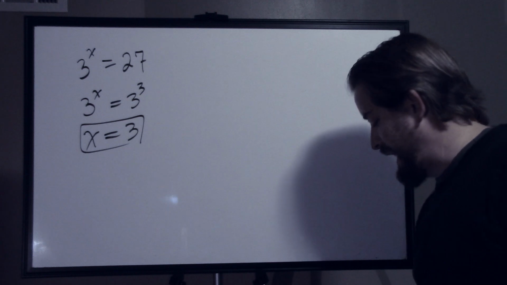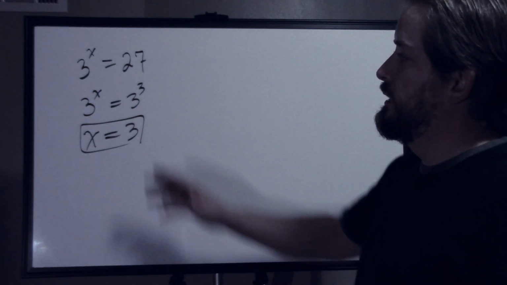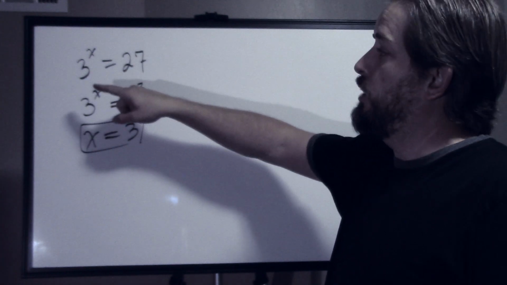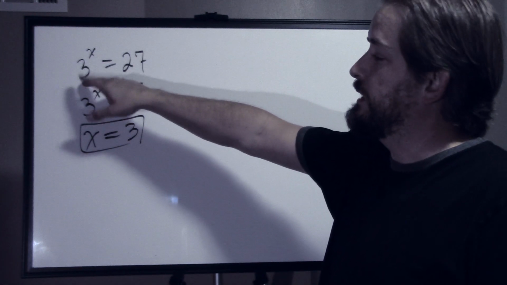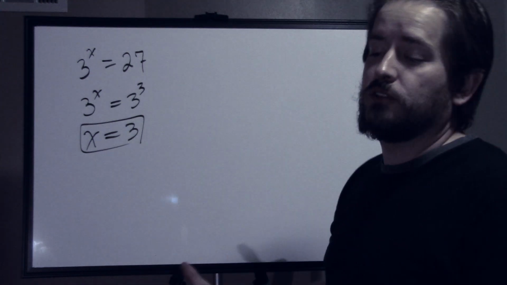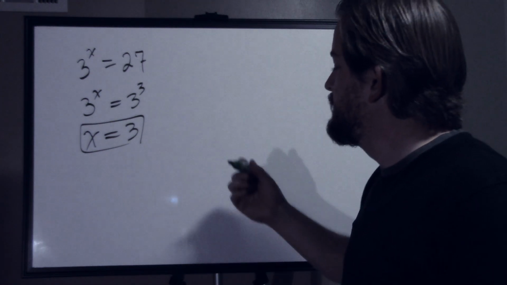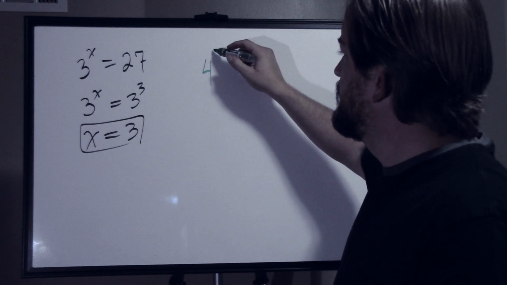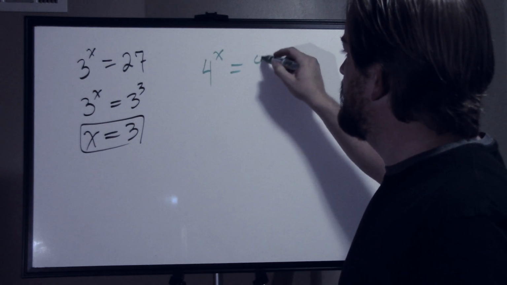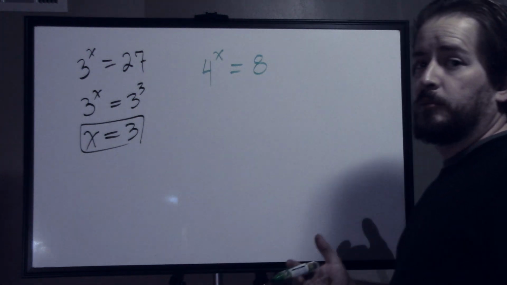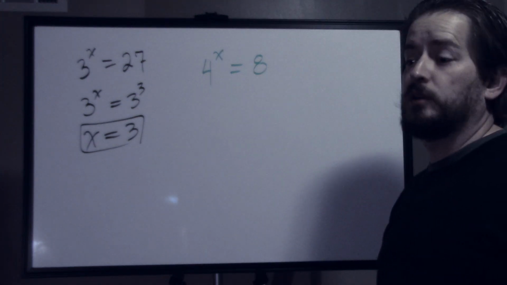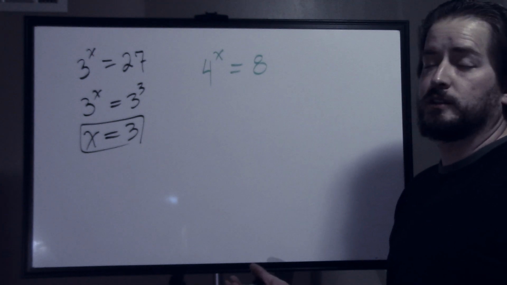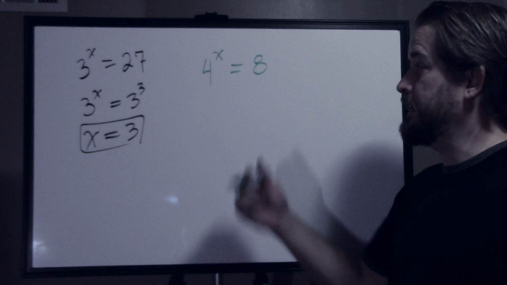So if you can write the right-hand side or the non-exponentiated side as a power with the same base as the other side, then you just do that. There's no logarithms required, right? And it may get tricky. You may end up with something like, say, 4 to the x equals 8, right? But 8 is not a power of 4. It's a multiple of 4, but it's not a power of 4, right? 4 to the 1 is 4. 4 squared is 16. We skip over 8.